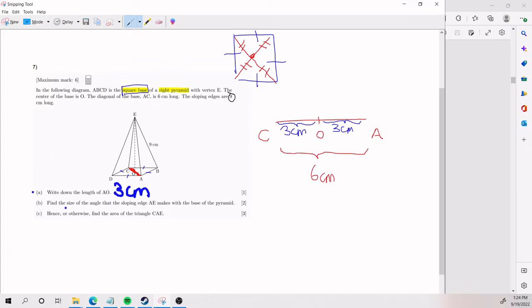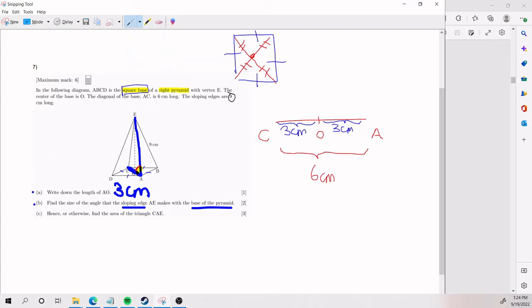Part B, find the size of the angle that the sloping edge AE makes with the base of the pyramid. So the angle that it is trying to make us find is the sloping edge with the base. So the sloping edge with the base, which we drew in red. So this angle that I'm about to color in, better said, with yellow, is what we're trying to find. This guy there, I'm going to put in red. Maybe it's not too clear. That's the angle we're trying to find for part B.